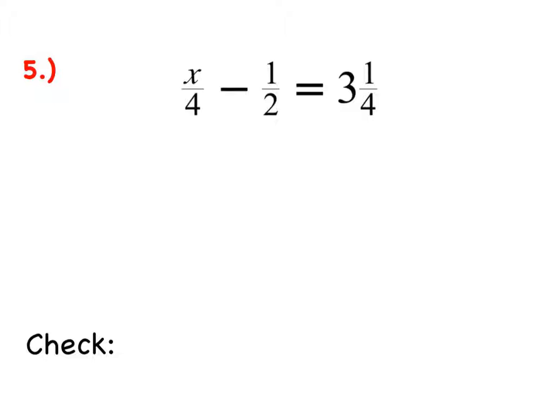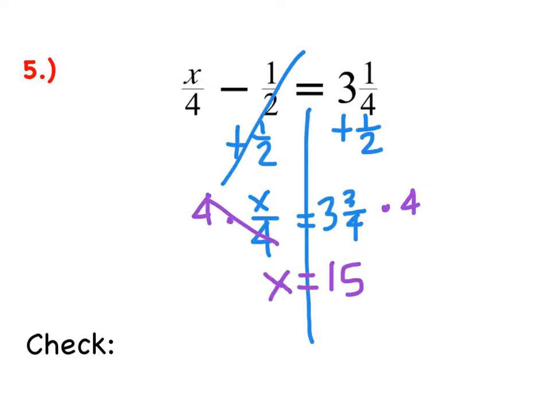All right, let's check our answers. The first thing I did was add 1/2 to both sides. That cancels out the 1/2, so I'm left with x over 4 equaling 3 3/4. 3 3/4 is the result of 3 1/4 plus 1/2. Then I'm going to multiply both sides by positive 4, so I'm left with x equals 15.